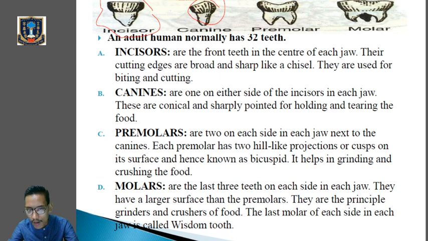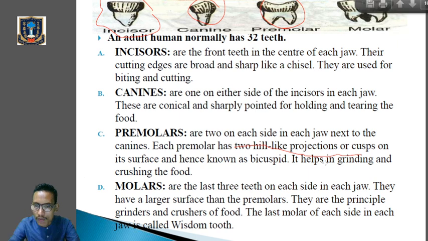Then comes the premolar, which are 2 on each side in each jaw. Listen very carefully. There are 2 premolars on each side in each jaw next to the canine. Each premolar has 2 hill-like projections or cusps. If you look over here, you can see the 2 hill-like projections, and hence it is known as bicuspid. Bi means 2, cuspid means cusp. So there are 2 cusps, and it is called bicuspid. The function of premolar is that it helps in grinding and crushing the food particles.